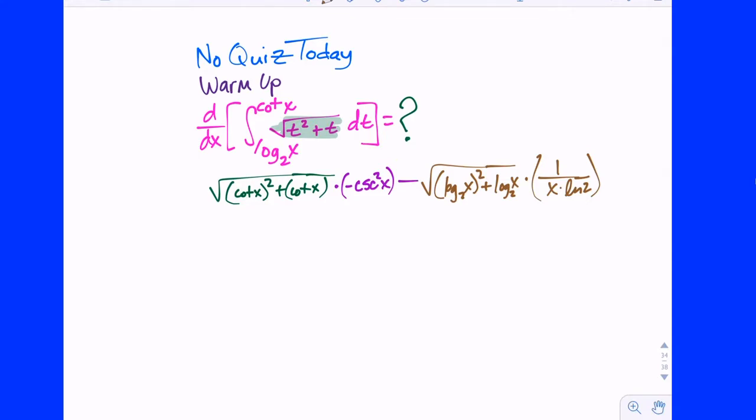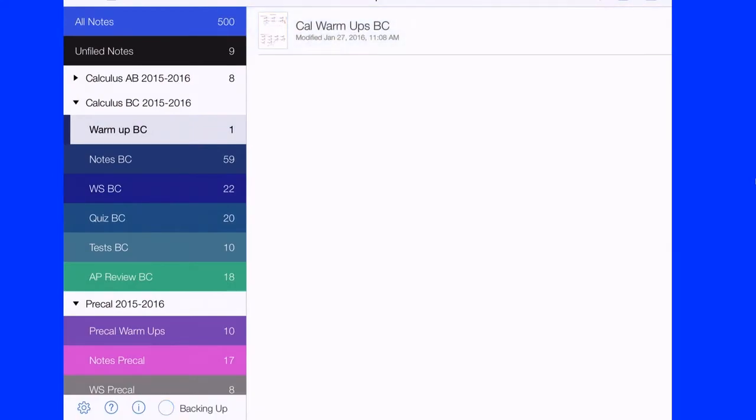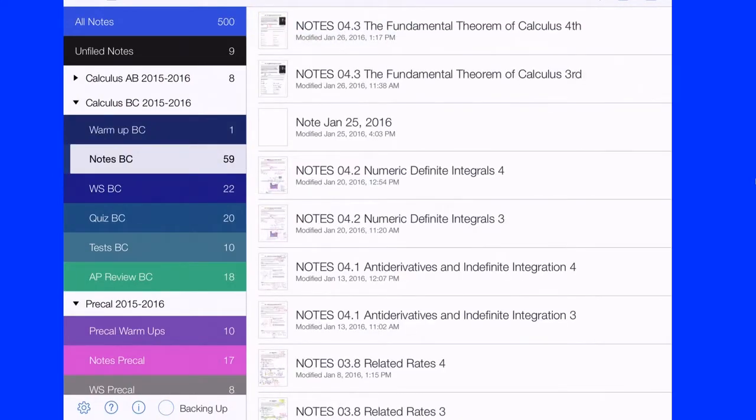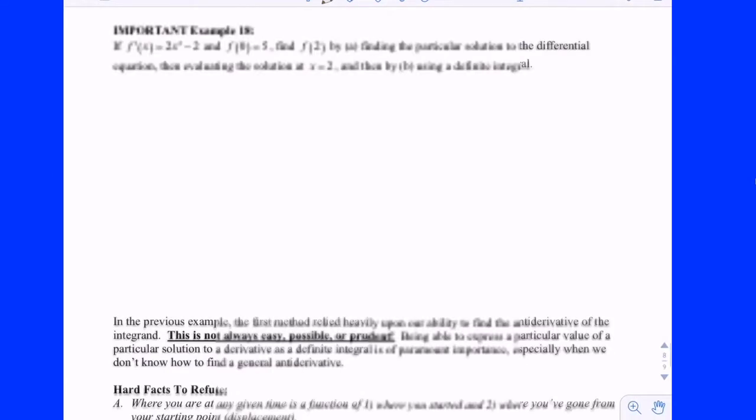All right? Okay, so then to the notes. Let's see how far we can get today. I'm hoping we can get close to concluding this section.